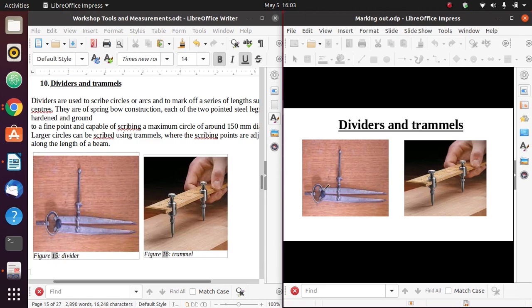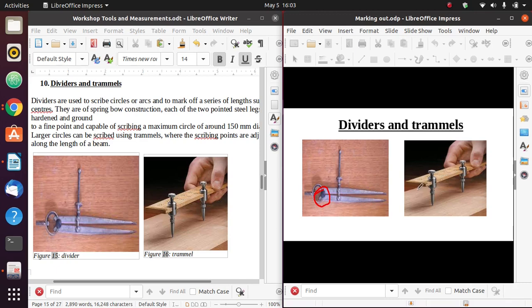Now we have this point. This is known as the fulcrum, or the pivot. This is the point that allows it to open up and close, where those two legs of the divider have been joined. Now there is a limit to which I can use a divider. The maximum is 150 millimeters. That is the farthest I can draw the diameter of a circle or an arc.